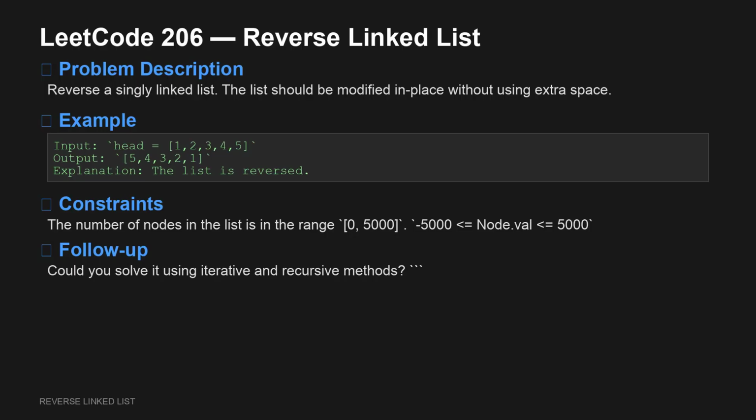Today, we will explore LeetCode problem 206, which challenges us to reverse a singly linked list. The task requires us to manipulate the list in place, meaning we cannot allocate additional space for another list. Key constraints include the length of the list, which ranges from 0 to 5,000 nodes, and the values of the nodes, which must lie between -5,000 and +5,000. These parameters are critical as we devise an efficient solution.